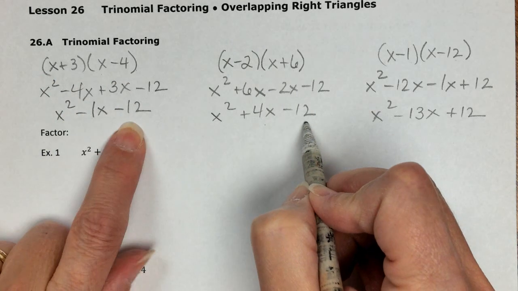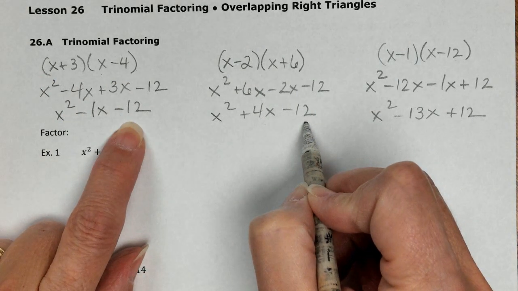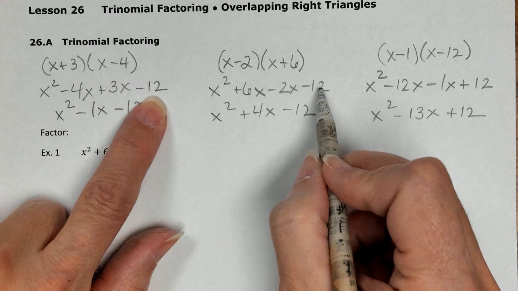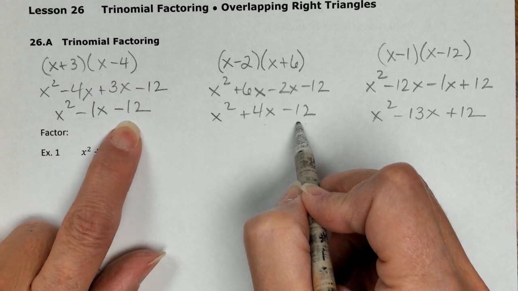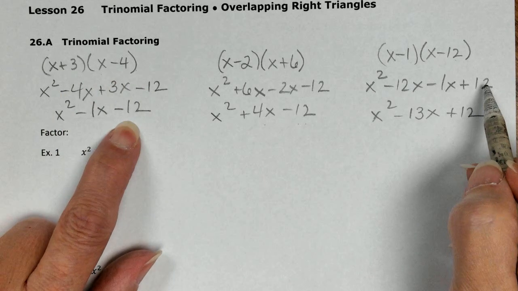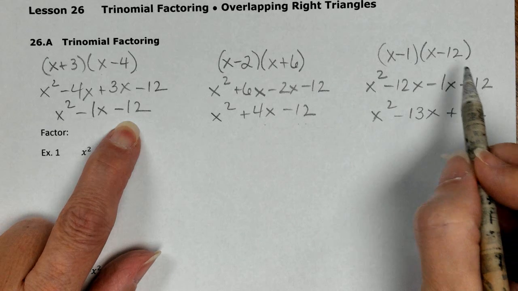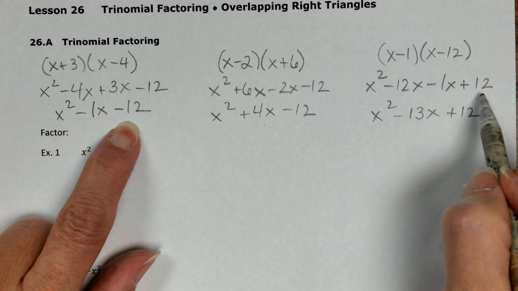We got a negative last term because we're multiplying those two numbers to get this. Opposite signs when we multiply gives us a negative. Same sign gives us a positive. Would have been the same if these were both plus. We'd have a positive 12 here.